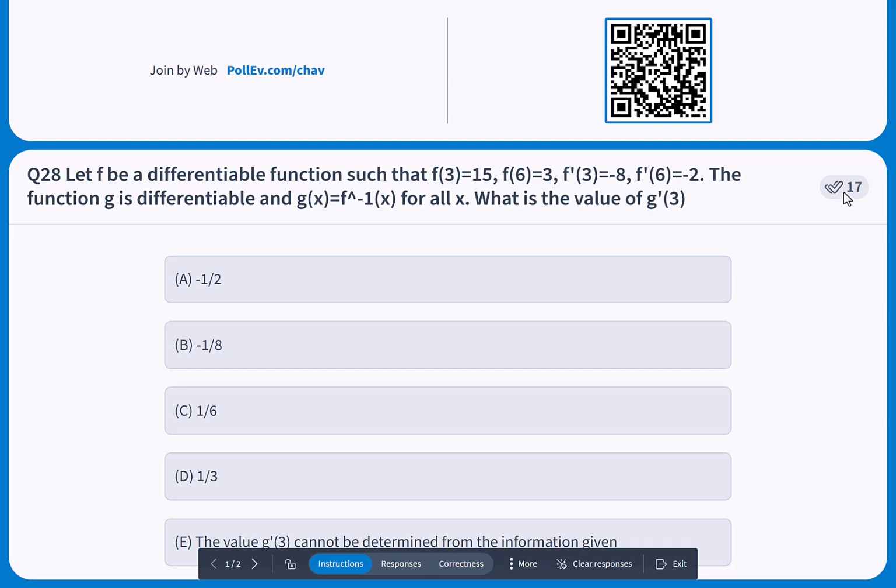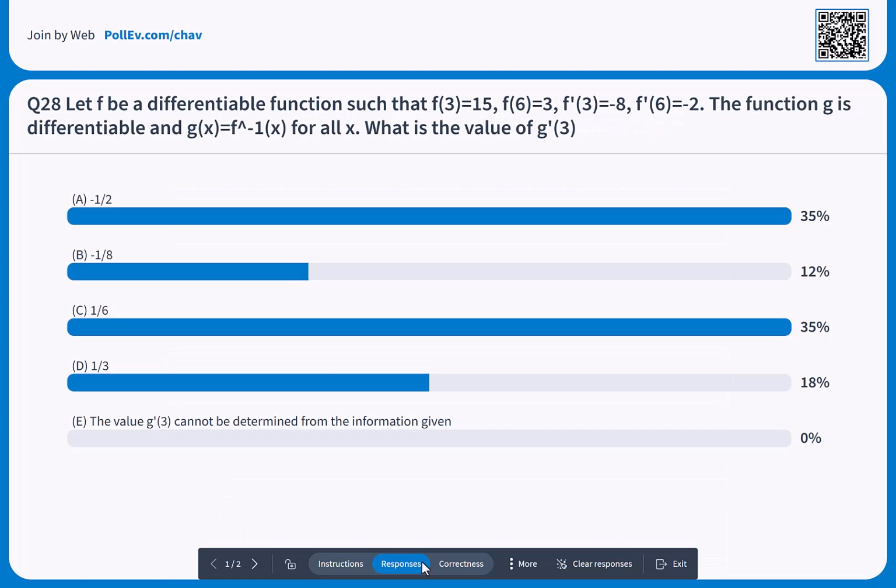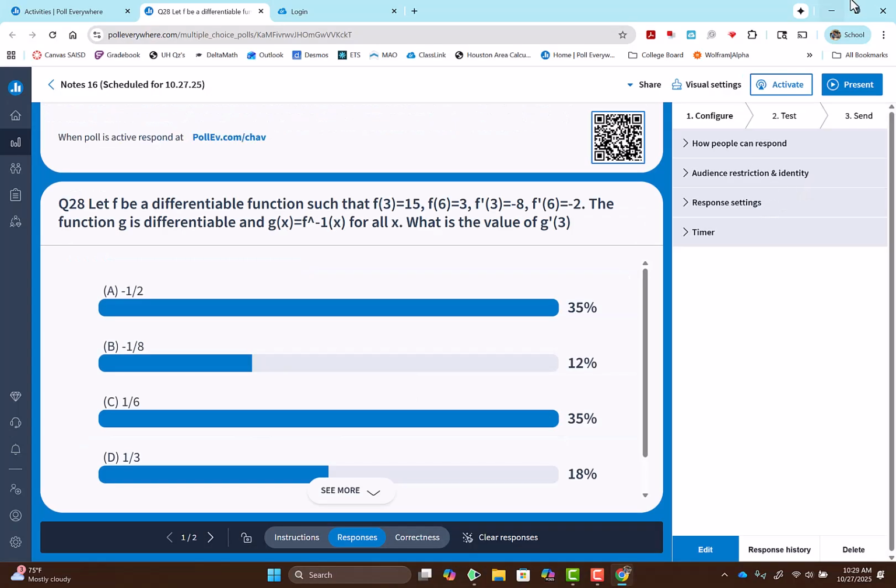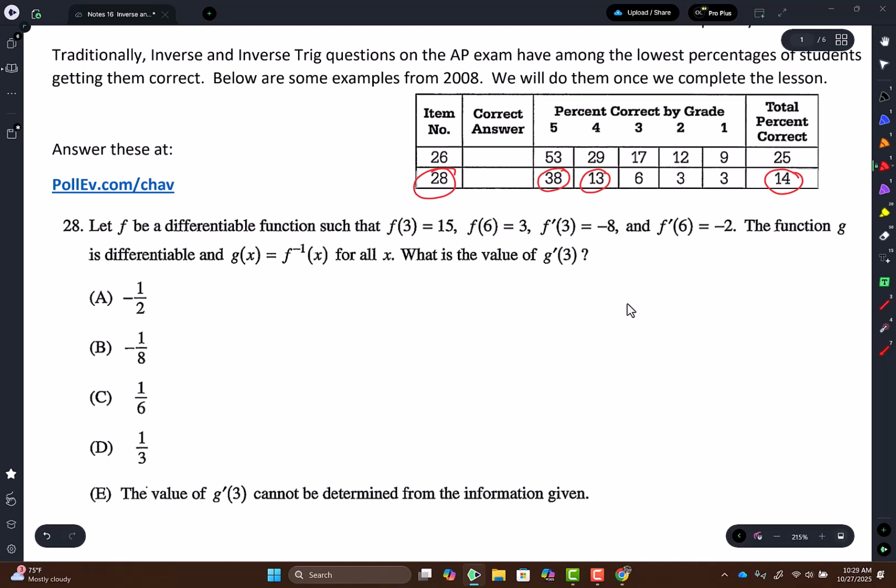Did everyone answer over there? Did everyone answer here? Okay. All right, everyone answered. Here we go. So you guys think it's between A and C. Well, let's see what the real answer is. Matter of fact, everybody's wrong.